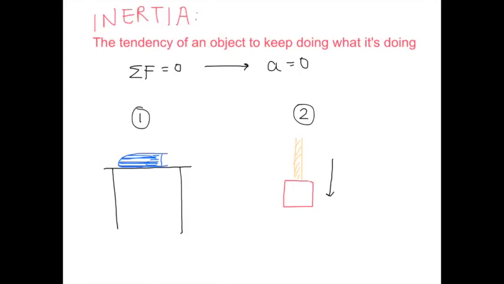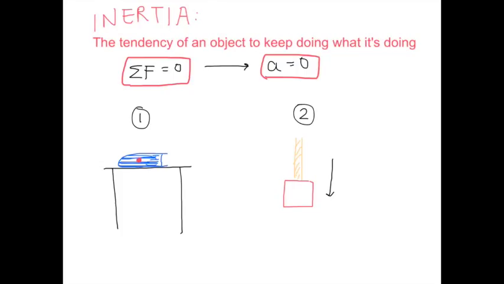In other words, if the net force is zero, there's no external force being exerted on the object, then the object's acceleration will also be zero. That's known as inertia. So let's look at two different examples. In example 1, we have a book that is at rest on the table. This means that the net external force on the book is zero.